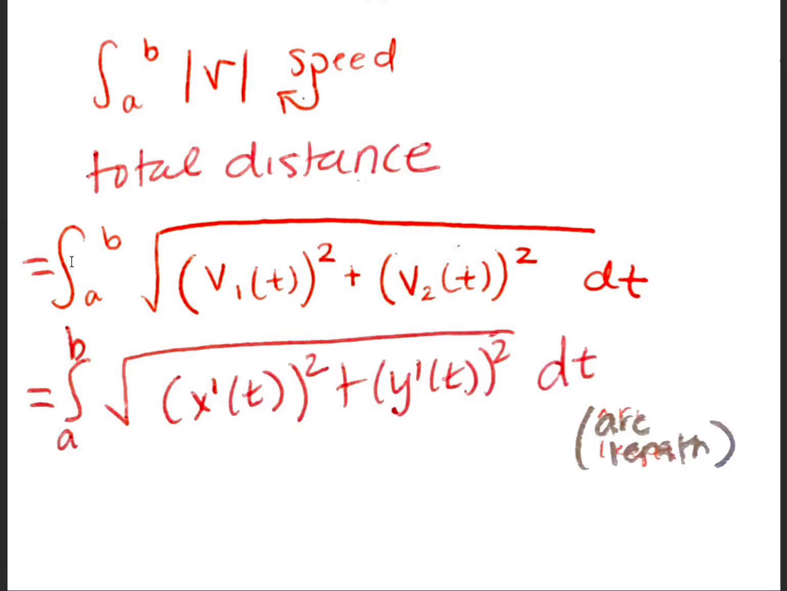Same idea: the integral from a to b of the square root of v1(t) squared plus v2(t) squared, dt. And we can also write it in this way. Remember, x prime of t is the same thing as v sub x of t, and y prime of t is the same thing as v sub y of t. This is how you're going to get the arc length.